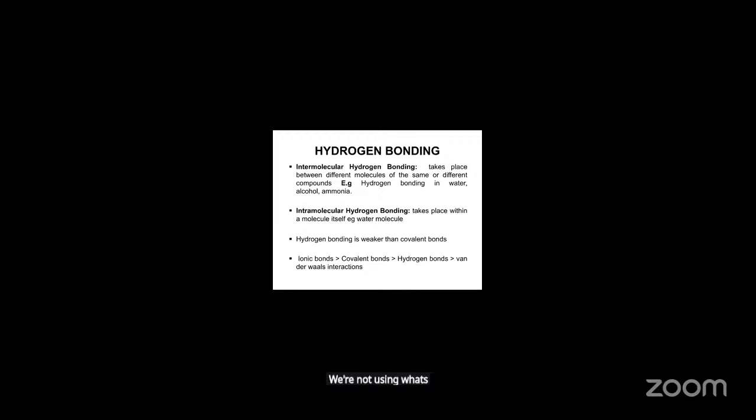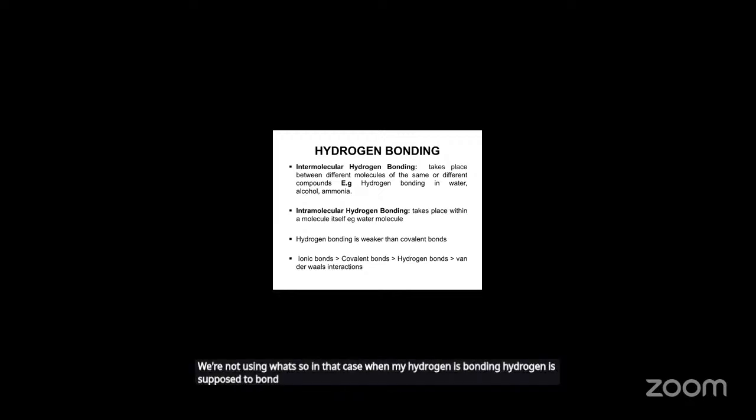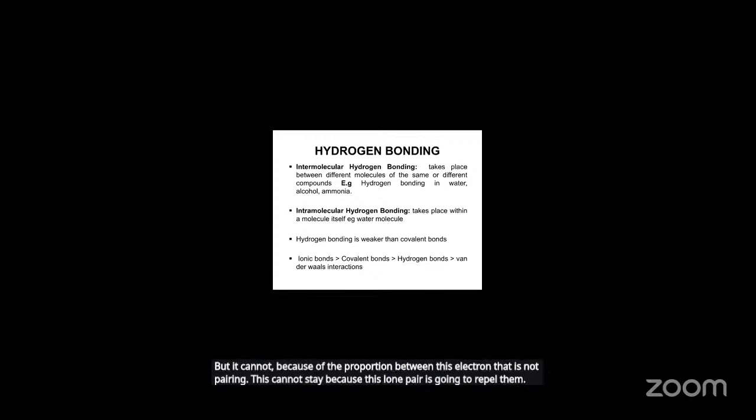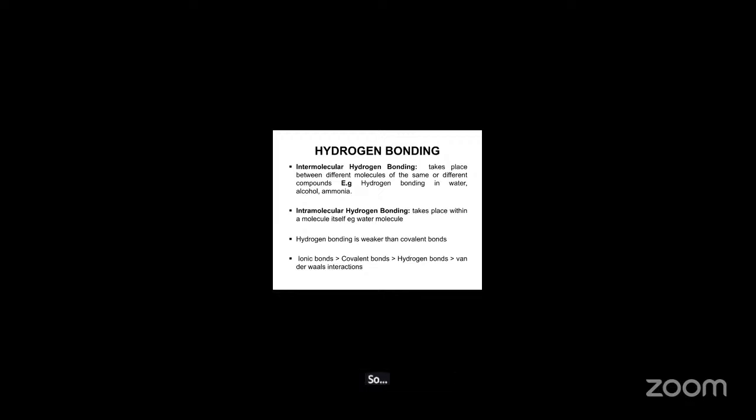So in that case, when my hydrogen is bonding, my hydrogen is supposed to bond in a tetrahedral shape. But it cannot, because of the repulsion from this electron pair that is not bonding, it cannot stay because it's a lone pair. It's going to repel them. Sorry, I don't understand. What don't you understand? Is it the valence electron or the repulsion aspect of it?